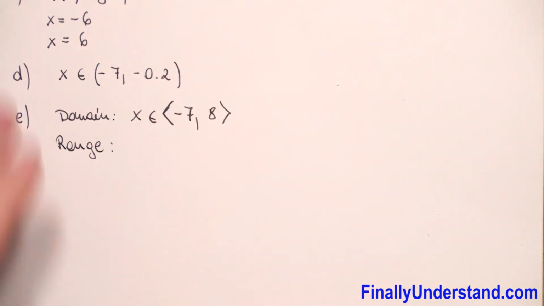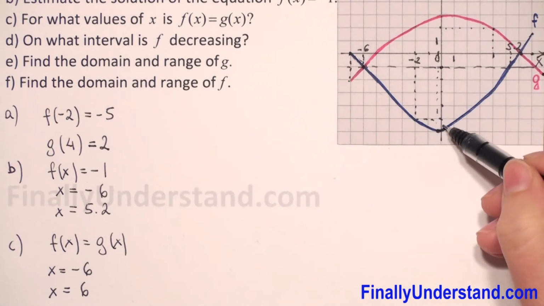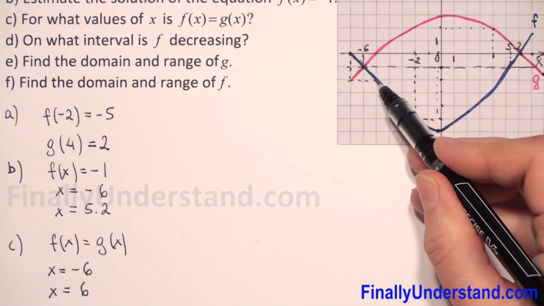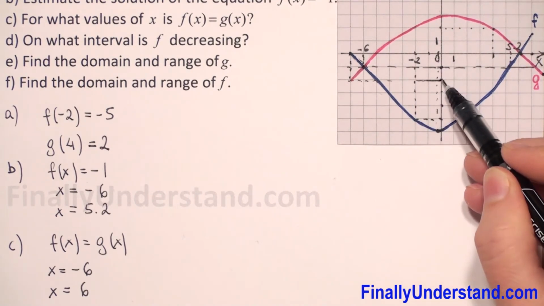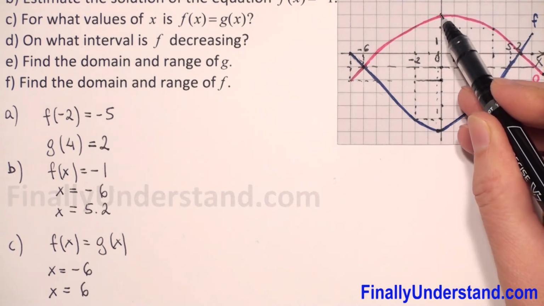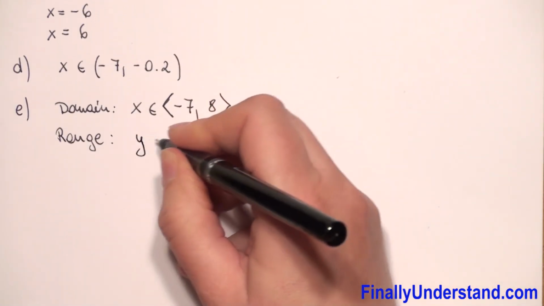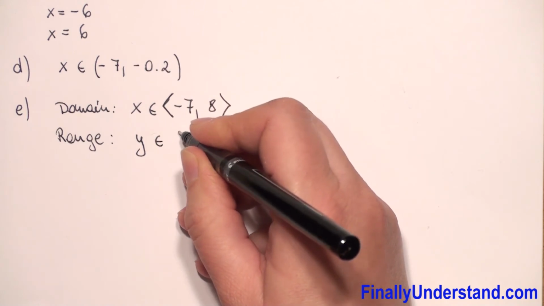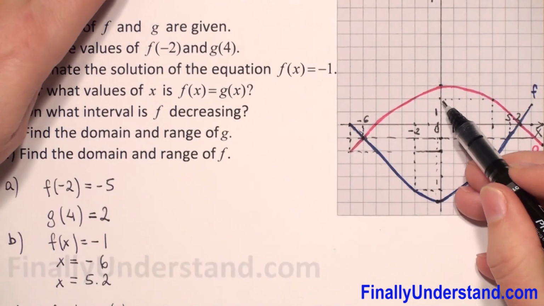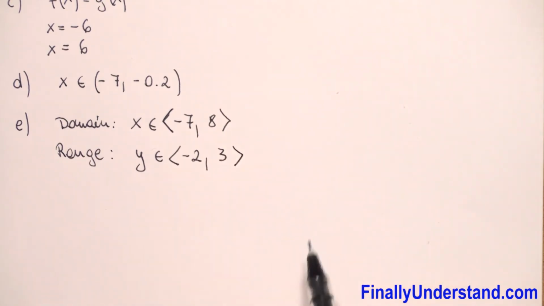And the range, when we are looking for the range, we have to just walk on the y-axis, and we see our graph starts from that point. This is 1, 2, from negative 2, and is going to this point. So we can write y belongs to the interval from negative 2 to, let's see, 1, 2, 3. This is our range.